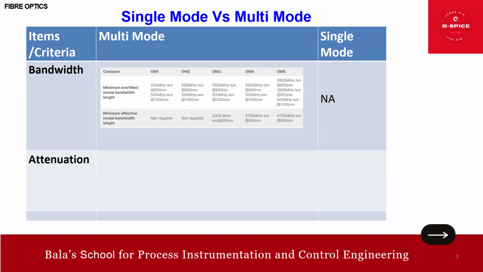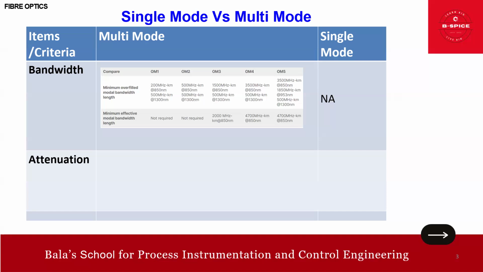So this makes it a preferred choice for high speed interconnection over long distance in telecommunication. I just put not applicable because of this unlimited. Don't get it wrong.